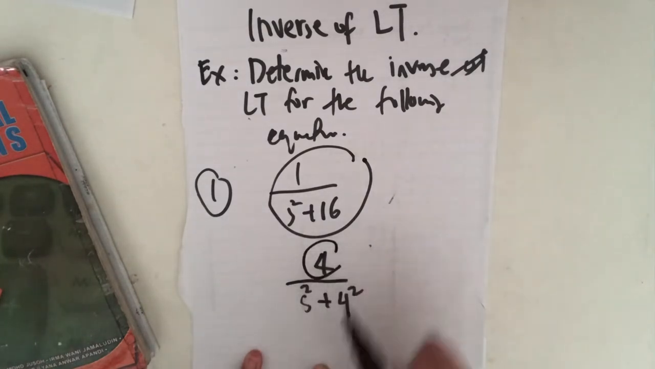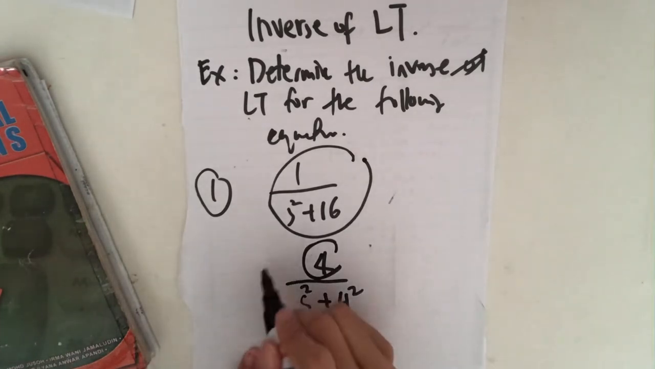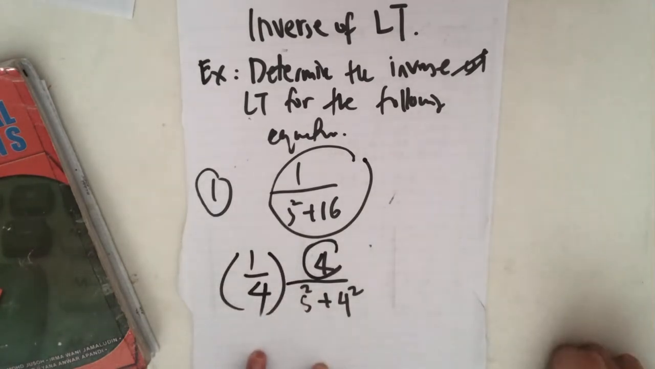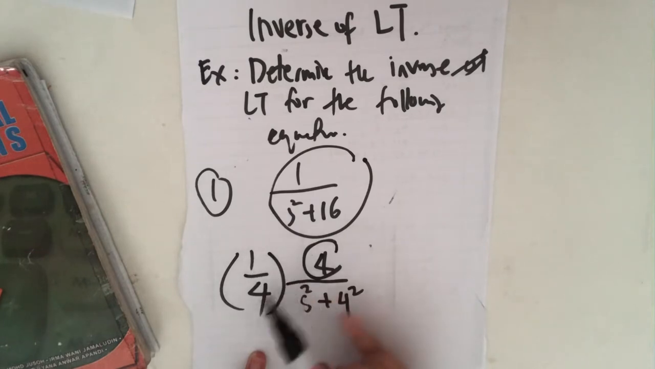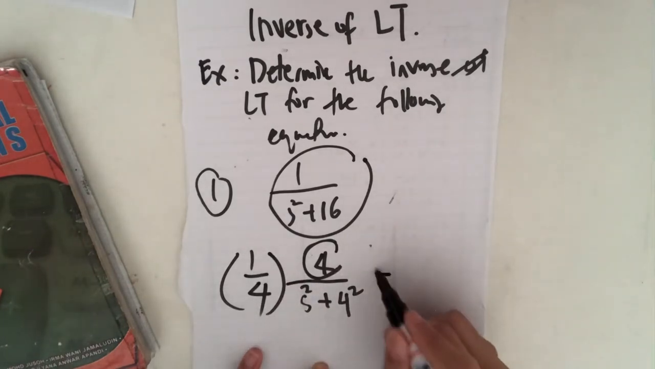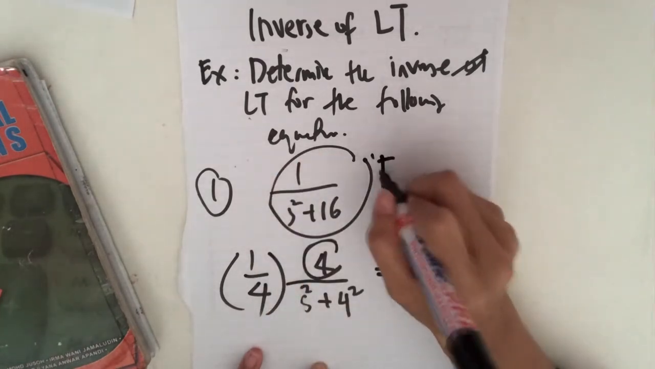How to adjust from 4 to become 1? We will multiply with 1 over 4. When we multiply with 1 over 4, this 4 and this 4 cancel off, so we get 1. So therefore, this is your F(s), the question given here.